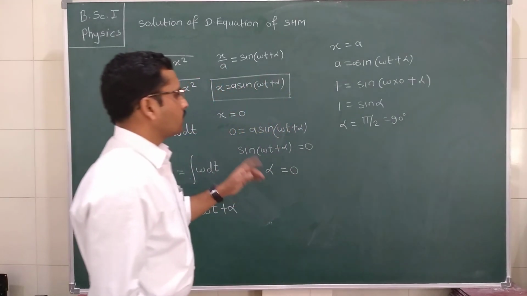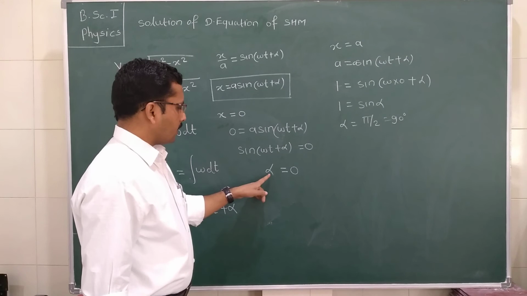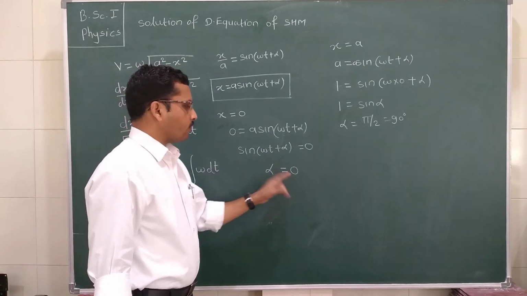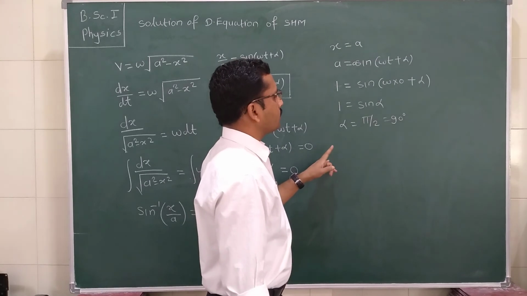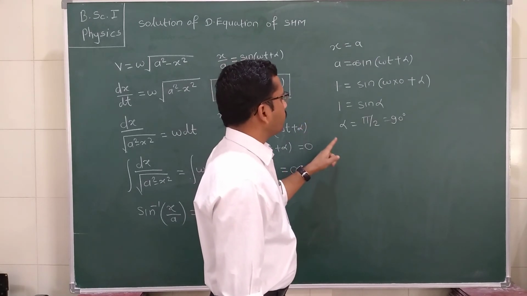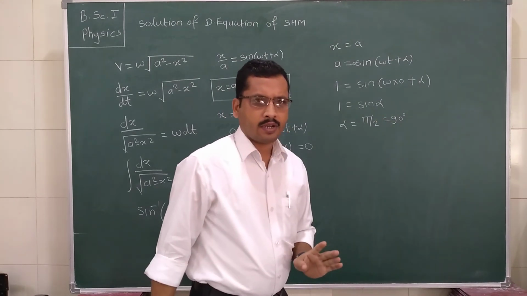So when the particle is starting from the mean position, the epoch or initial phase is equal to 0, and when the particle is starting from the extreme position, the epoch or the initial phase is equal to 90 degrees.